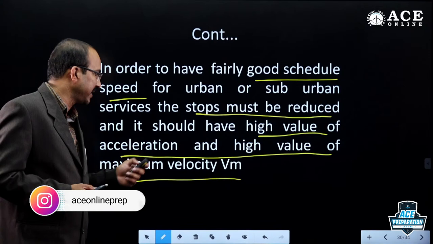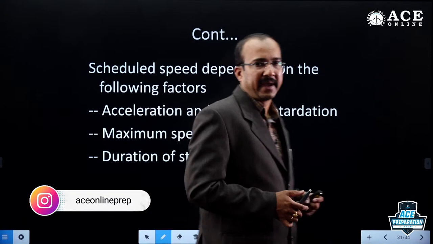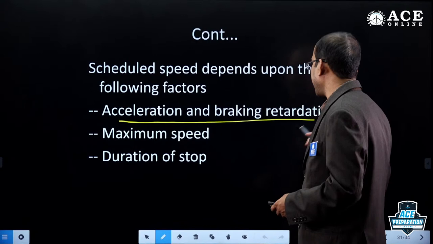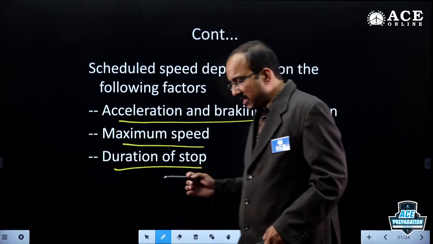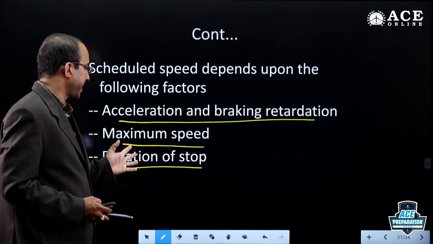Okay. Now, coming to this, scheduled speed depends on what factors? Acceleration and braking retardation, maximum speed and duration of stop. On these three factors the scheduled speed will depend. Okay. Acceleration, maximum speed and duration of stop.